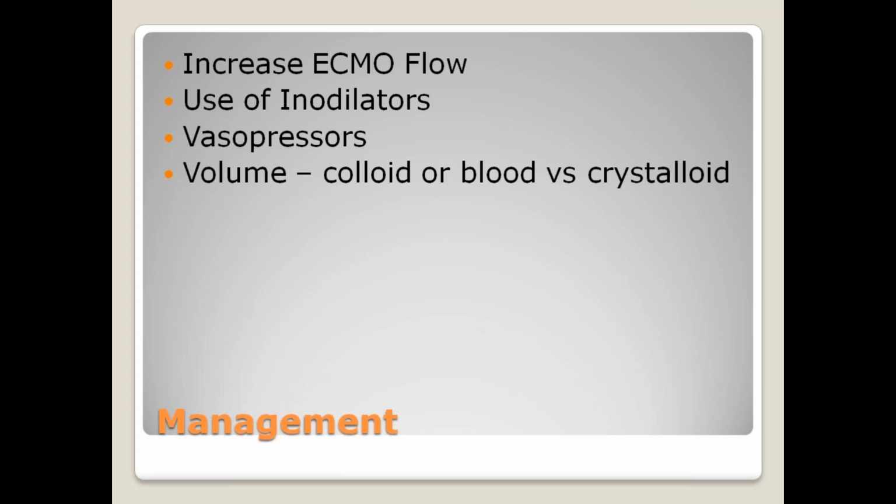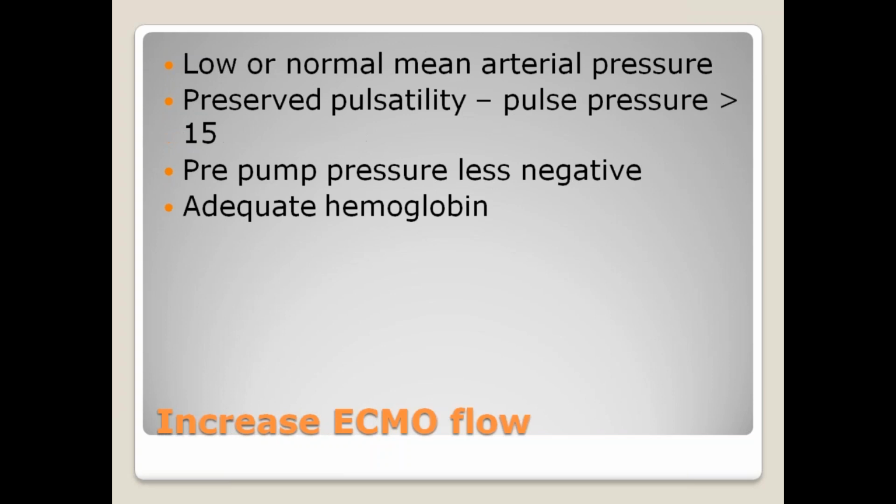In a cardiac patient on VA ECMO, when the patient has poor tissue perfusion, to improve the tissue perfusion you can increase the blood flow. You can use inodilators, vasopressors or vasoconstrictors, and volume. So if the pressures are low, all four things you can do. You can increase the flow and improve the pressure. You can use inodilators, vasoconstrictors, or you can give volume and see how the response is. What is important is which measure you will use in which case.